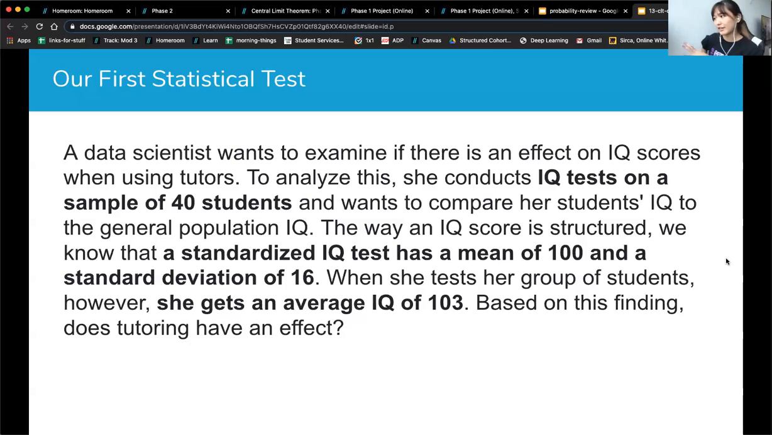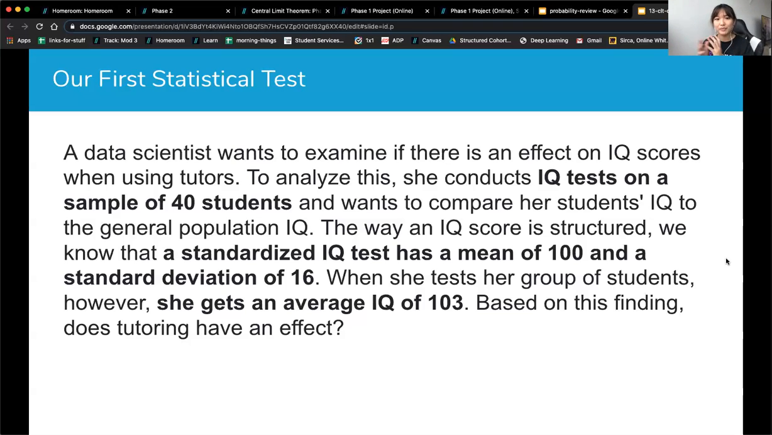And in this scenario, you know what the population parameters are. Overall in the population, by means of collecting data here and there, we know that the standard IQ test gives you a mean of 100 and a standard deviation of 16. So knowing that this is a distribution of IQ across the entire population, she wants to see if her group of 40 students is significantly smarter than the population.